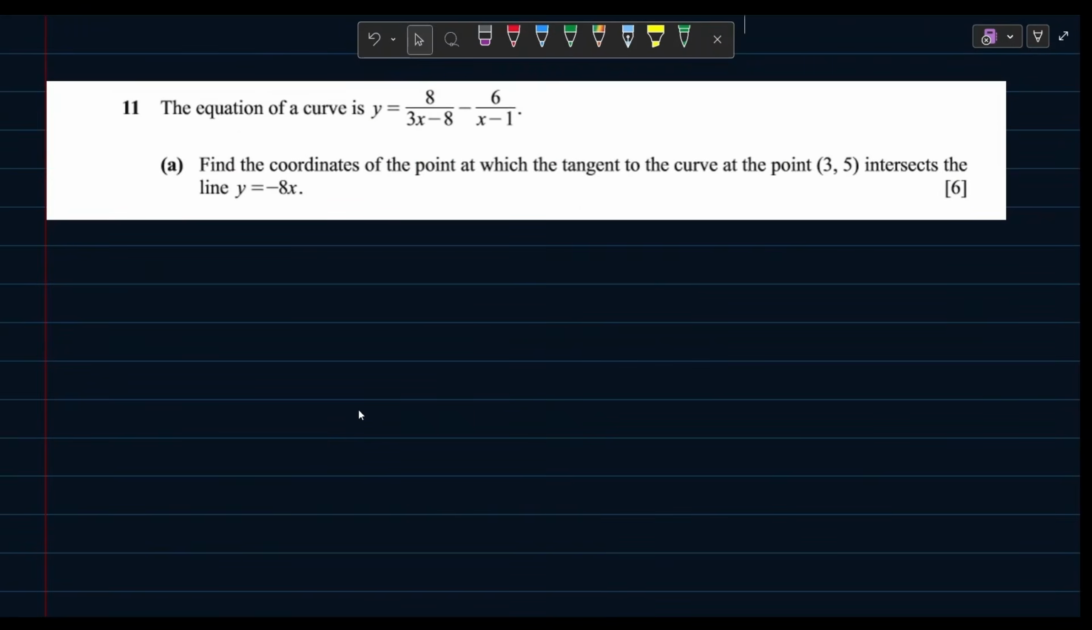Number 11. The equation of a curve is y is equal to 8 over 3x minus 8 minus 6 over x minus 1. Part A. Find the coordinates of the point at which the tangent to the curve at the point (3, 5) intersects the line y equals negative 8x. Oh my, there is a hell of a lot that's going on there.